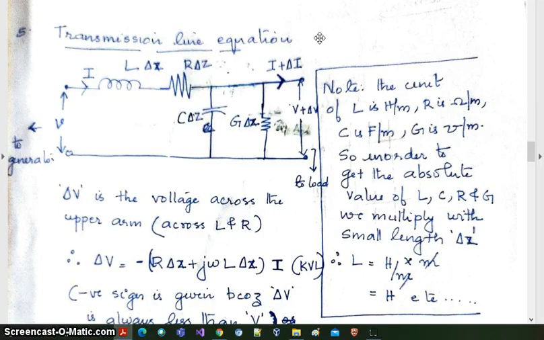Good morning. In this section we will see the transmission line equation. So here this is the equivalent circuit of a transmission line, and here you can see inductance, resistance, capacitance and conductance, and all these parameters are multiplied with del Z. It's done to make L, R, C and G into absolute value.